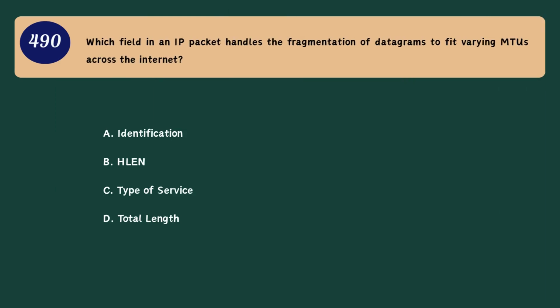Question 490. Which field in an IP packet handles the fragmentation of datagrams to fit varying MTUs across the Internet? A. Identification. B. HLN. C. Type of service. D. Total length.